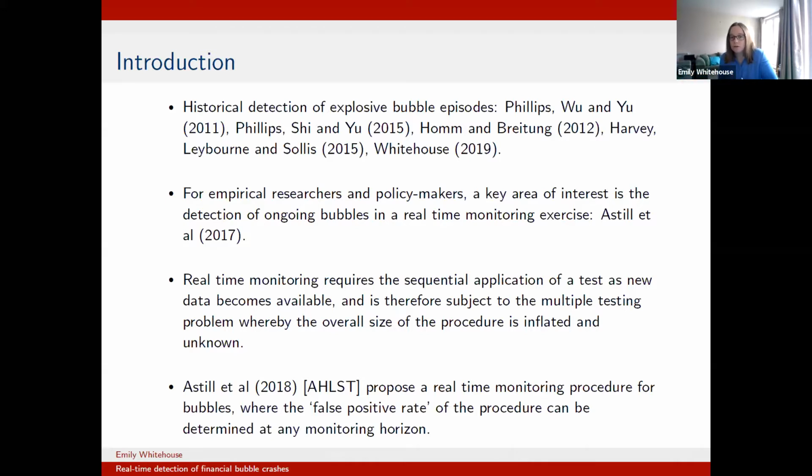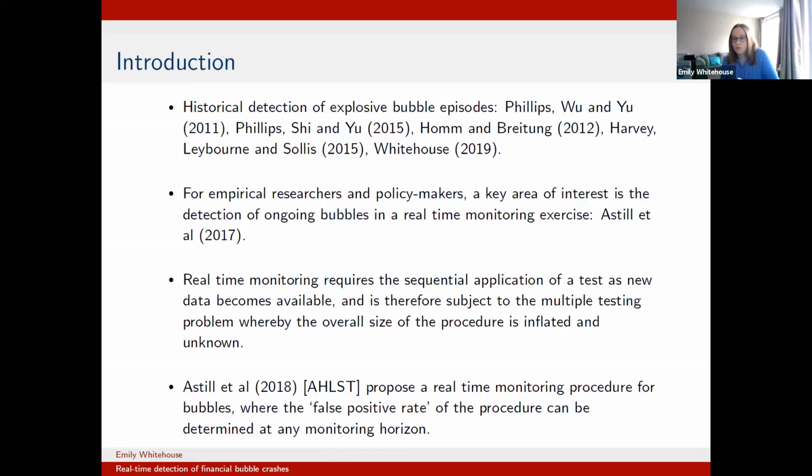Now, to do that kind of real-time monitoring approach, that implies we would need to take a test like the Astill test and apply it again and again as each new observation of data is released. But if we do that, then we're going to encounter a multiple testing problem, because now I'm giving myself lots of goes at rejecting the same null hypothesis. So the overall size of this procedure is going to be high. We expect it's going to be inflated, and it's also unknown. So this is a problem for real-time monitoring.